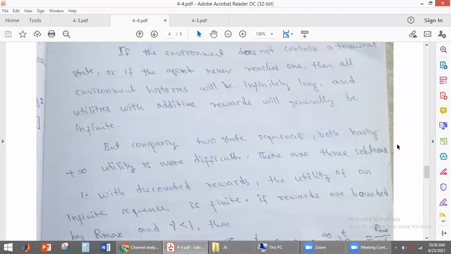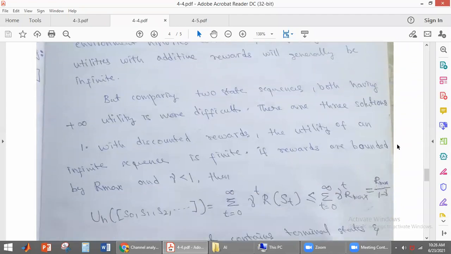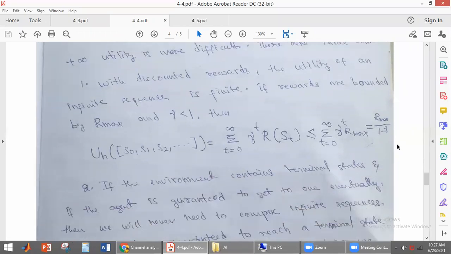Now, for example, if we have two sequences, students, which have infinite utility, how do we compare them? To compare them, we have three solutions. The first one is that instead of using additive reward, we use discounted reward, since the utility function is infinite. The utility of an infinite sequence is finite with discounted reward.